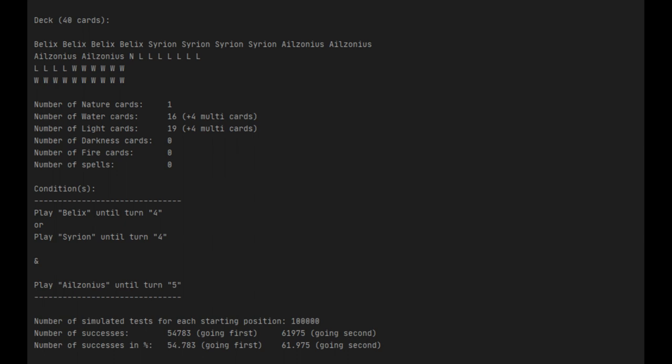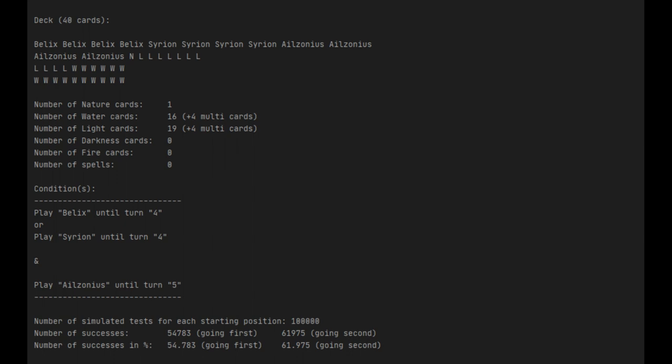So the goal is to play Belix and Syrion until turn 4, so you can play an Ailzonius until turn 5. And when simulating this with 100,000 iterations, we see that the number of successes when going first is around 55%. And going second, again, you will draw one more card, it is 62%, so pretty high already.